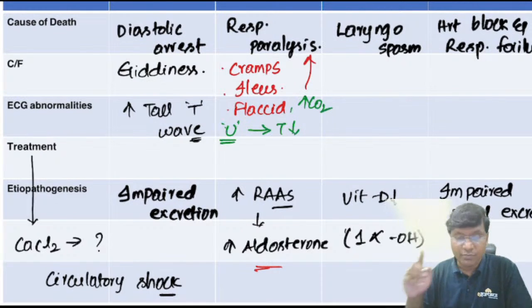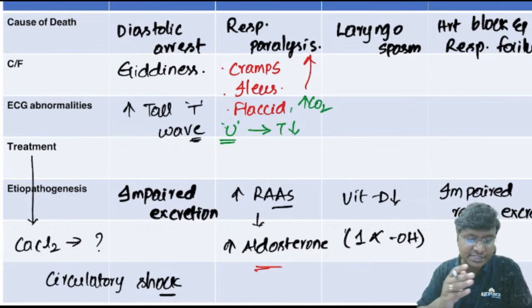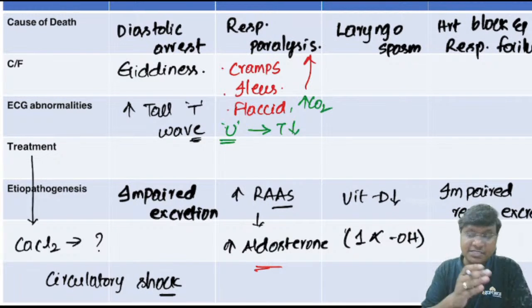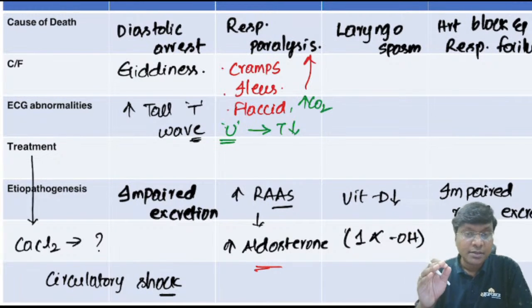One more important point in the ECG is there will be a long QT interval, and this long QT interval can progress to the development of Torsades de Pointes. That is another very important point that you have to remember.